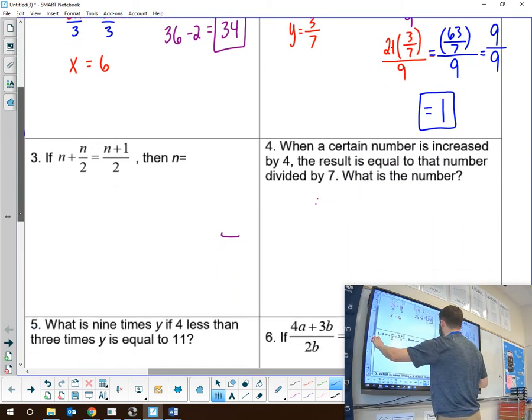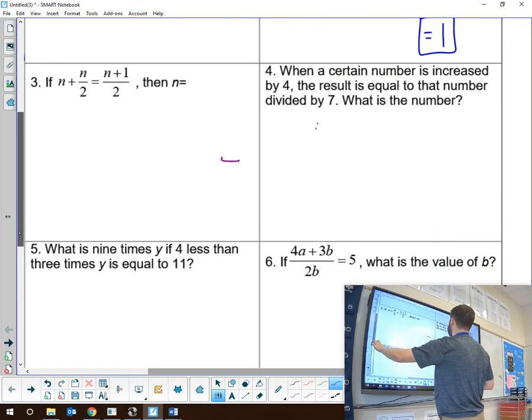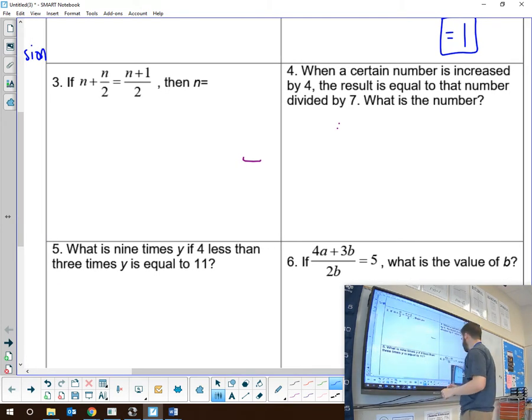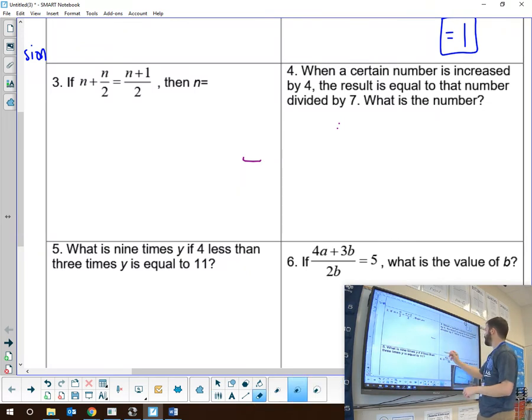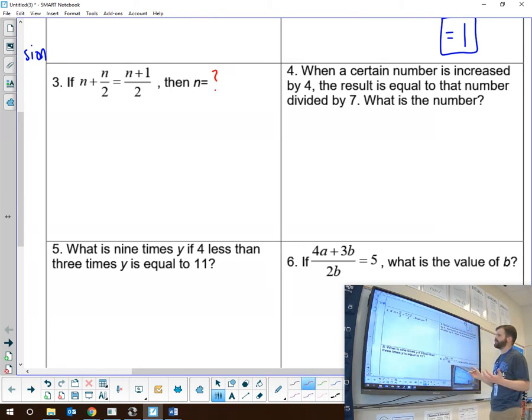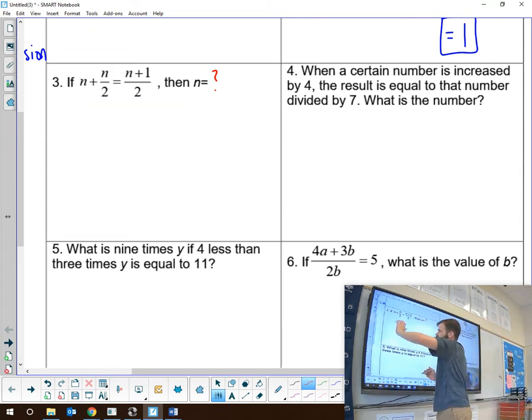Okay, let's move down a little bit here. Let's go to numbers 3 and 4. So once again, we're kind of just doing the same thing. Okay, on number 3, all we're doing is we are solving for my variable. In this case, it's n, and then I'm plugging it in. Well, in this case, it's just asking what does n equal. Well, that's pretty easy, guys. If it's just asking us what n equals, then we don't even have to plug it into an expression. All I have to do is solve this equation.